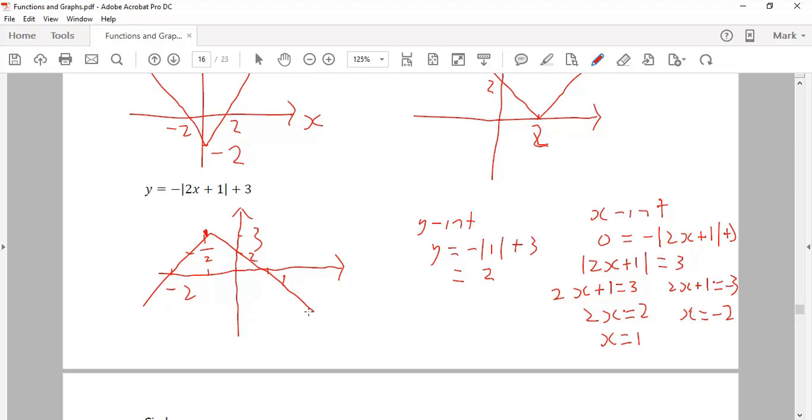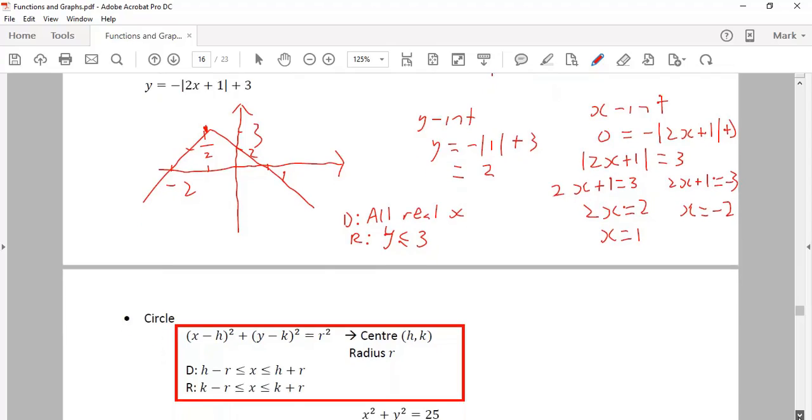If we want the domain and range of this graph, for the domain we know there's no limitations on x, so it's all real x. And the range: y is less than or equal to wherever the sharp point is. We know the sharp point is at (-1/2, 3), so it'll be y less than or equal to 3. So that's absolute values.